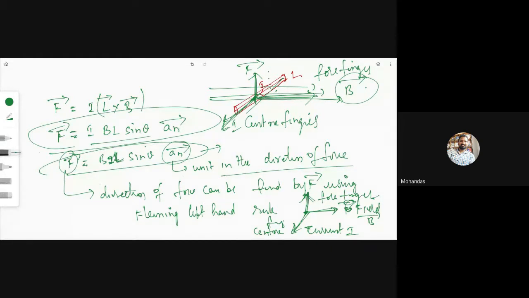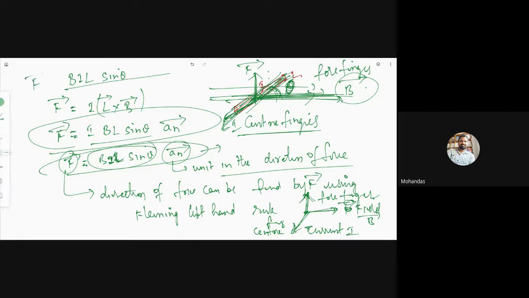So this is the force on a differential current element. You might have used this formula: magnitude of that force equals BIL sin theta. What is theta? Theta is the angle between the conductor and the magnetic field.